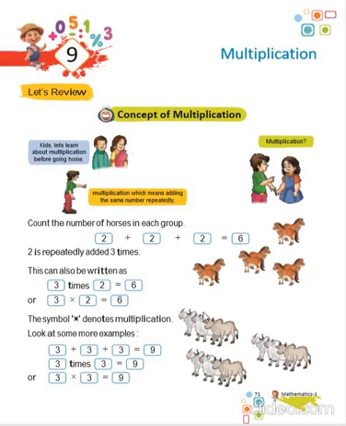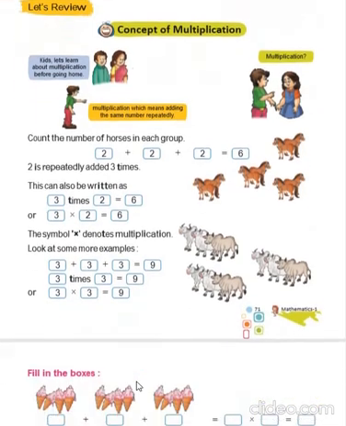Now take another example. 3 buffaloes are there, 3 more buffaloes are there, and 3 more buffaloes are there. So we are adding 3 buffaloes 3 times. So 3 plus 3 plus 3 will be equal to 9. 3 times 3 will be 9, or 3 into 3 is equal to 9.